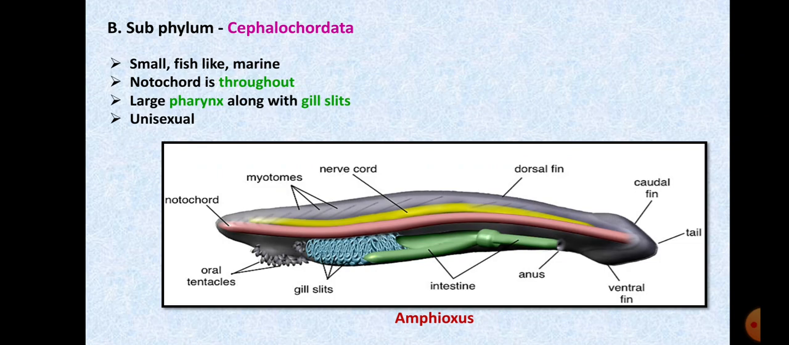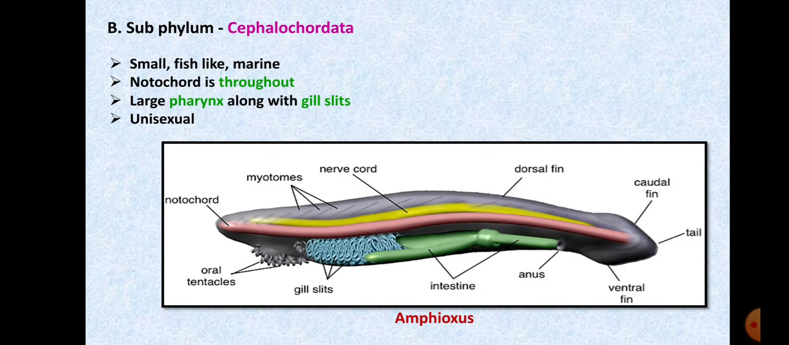Now these are small fish-like structures, as you can see, marine. Yes, from the posterior and the anterior ends, their body is tapering a bit. Yes, they appear to be like fish. They are very, very tiny, microscopic. You'll find them in waters. They have a large pharynx along with gill slits. That also you can observe on the picture. And they are unisexual. Okay, now unisexual and hermaphrodites, the difference is very much clear to you all.